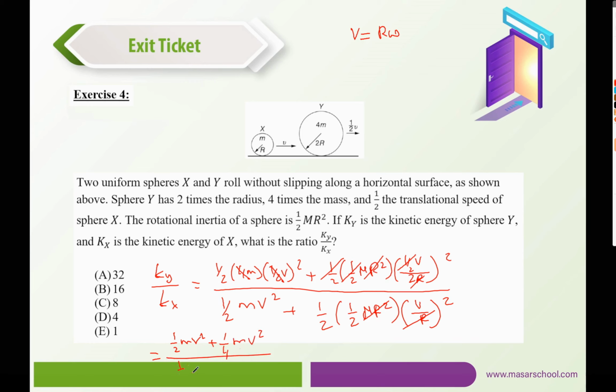divided by half m v square plus, so half with a half, that would give us 1 over 4. Now m v square, you can notice that both are equal, so that would be 1, and remember that this is a dimensionless ratio, making E the correct answer.